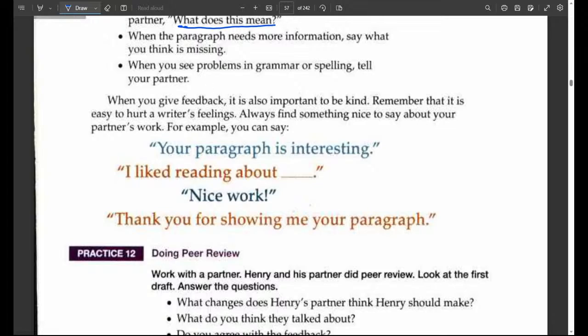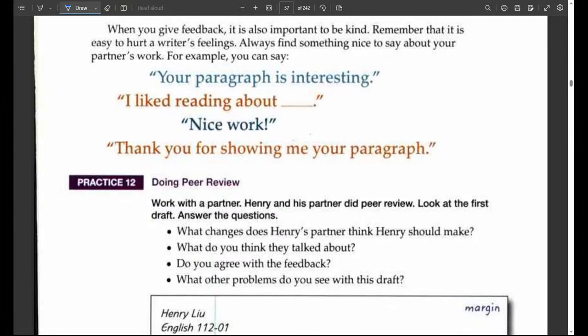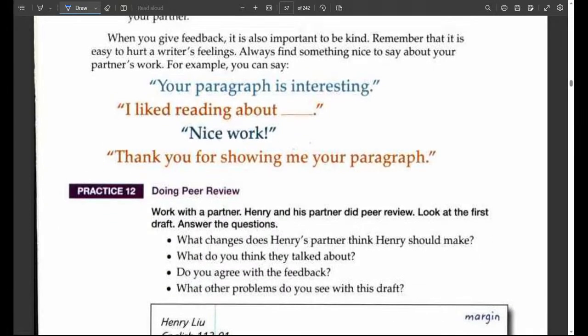When you give feedback, it is also important to be kind. Remember that it is easy to hurt writers' feelings. Always find something nice to say about your partner's work. For example, you can say, your paragraph is interesting. I liked reading about. Nice work. Thank you for showing me your paragraph.